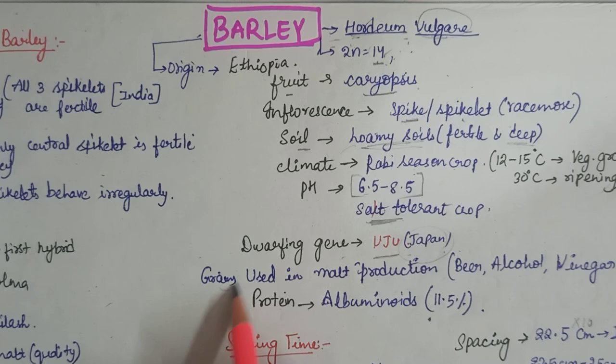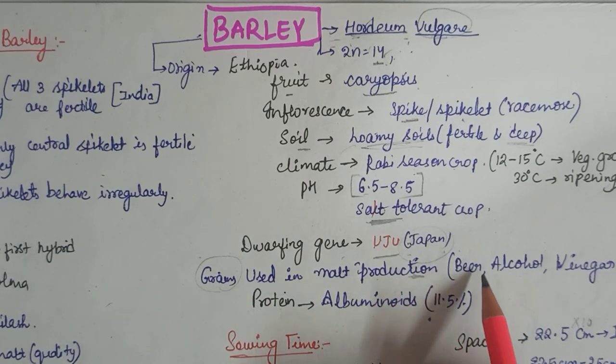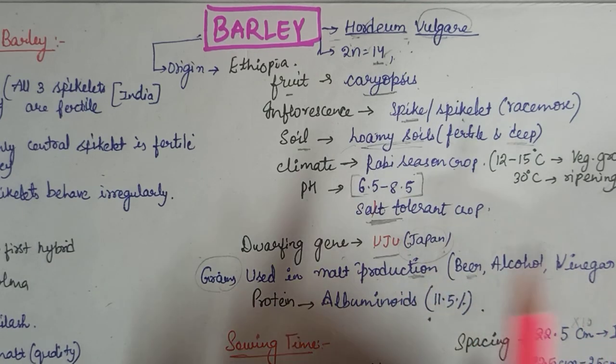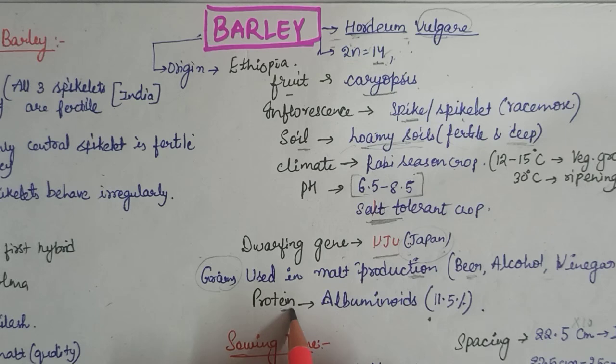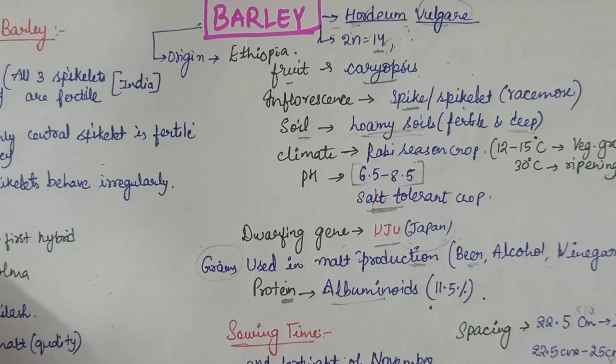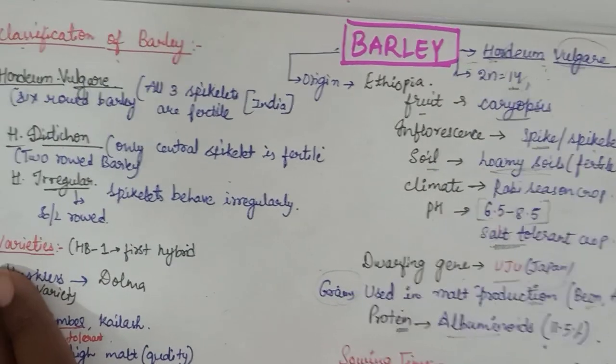The grains of barley are mostly used in the malting industry for preparation of beer, alcohol, vinegar. And the protein in barley is albuminoids. What is the protein in maize? Zein. What is the protein in rice? Oryzenin. So recall them. So next we'll discuss the classification of barley.